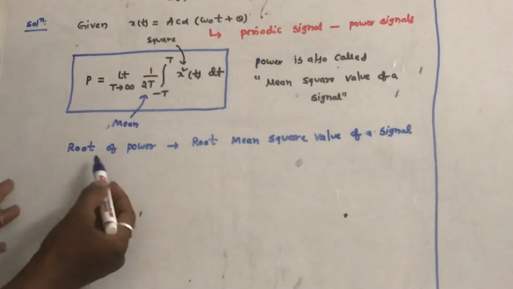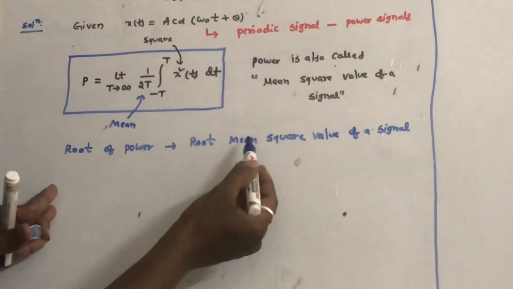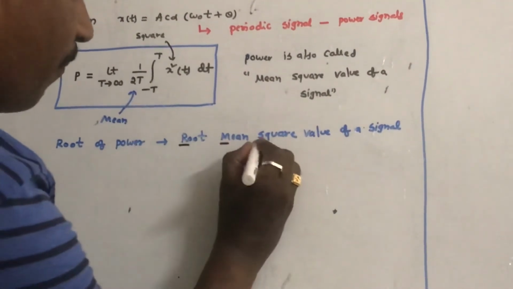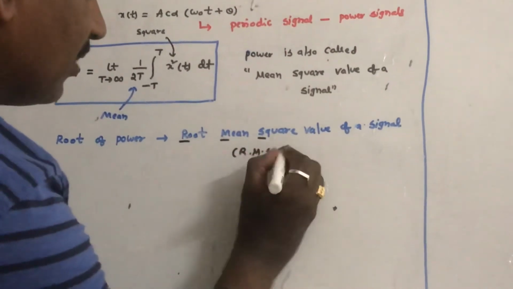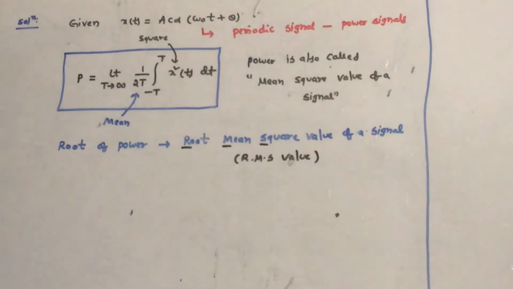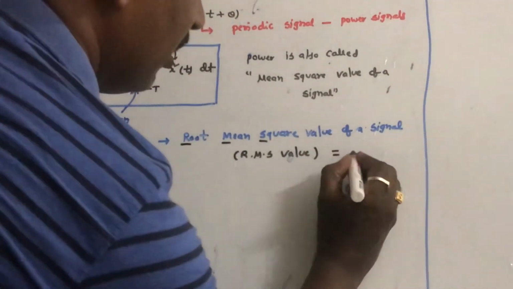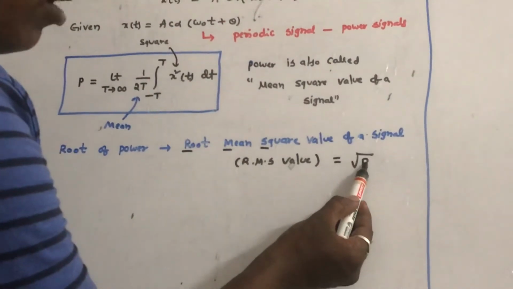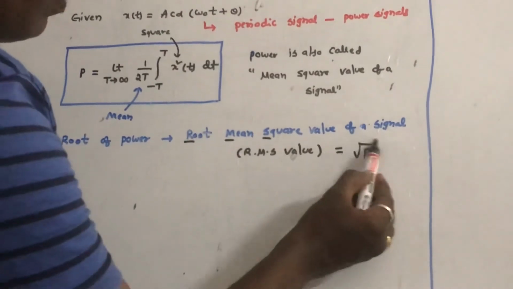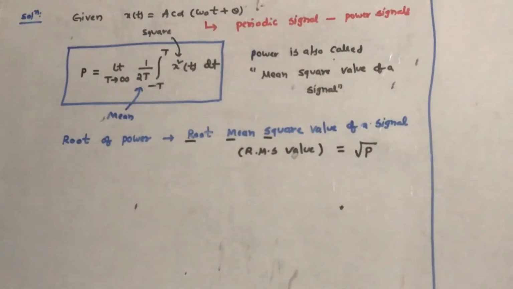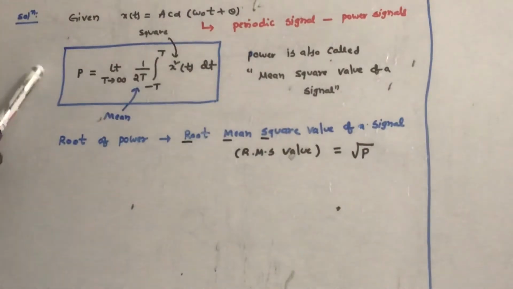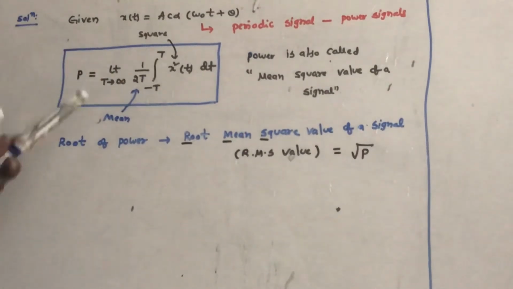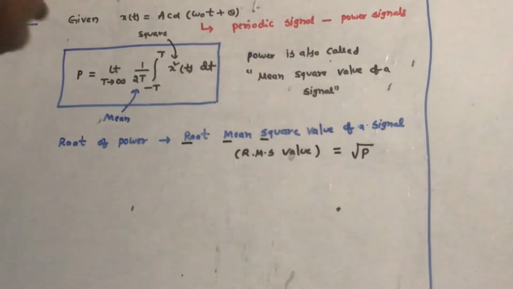Taking the root of power gives what is called the root mean square value of a signal. In short, it is called the RMS value. So what is the formula? Just take the square root of power, because the power is the mean square value of a signal as explained. If you take the root of this power, you get the RMS value of the signal. Now, based on this formula, with simple mathematics, substitute x of t in this equation and let us find out the power and RMS value of this signal.